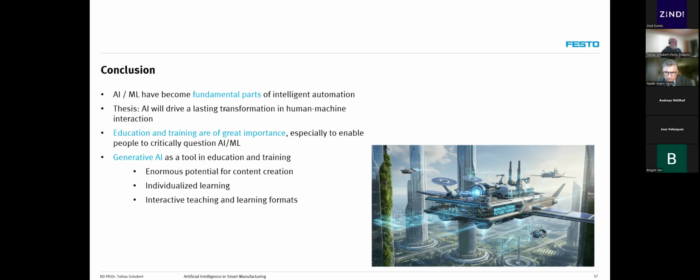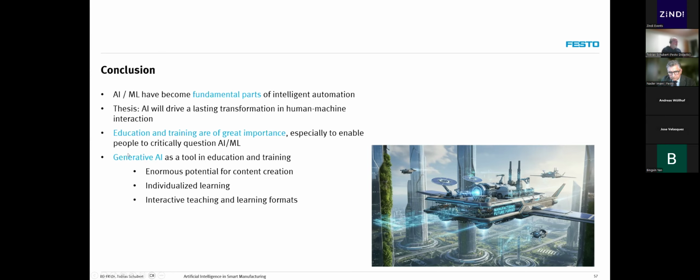But I also think that education and training are very, very super important, especially to enable people to critically question AI and ML. Please do not forget, even large language models are stochastic systems based on probability, so they do make errors every now and then. And that will be in the future the same. So I would say education is the most important point if we talk about AI right now.